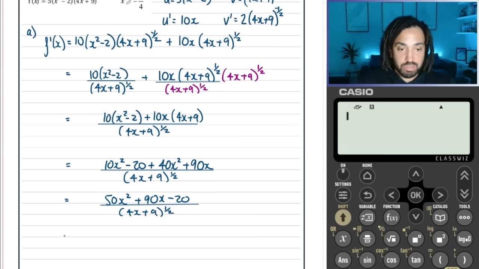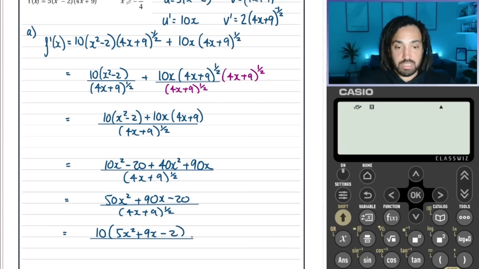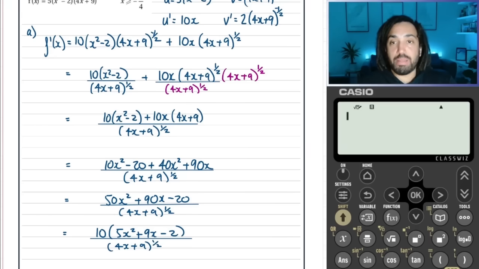Okay, so much writing for these types of questions. So we're going to take out a 5. No, we're going to take out a 10. Yeah, 10 is the highest common factor there of all those terms. So we could take out a 10. So we get 5x squared plus 9x and then minus 2. Perfect. Okay, so that's 4x plus 9 to the power of a half on the bottom.